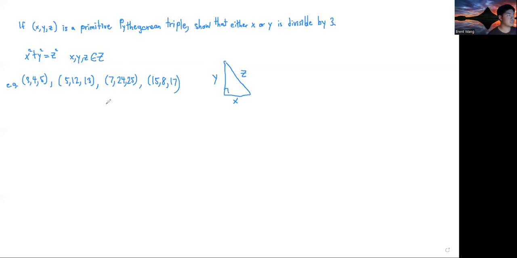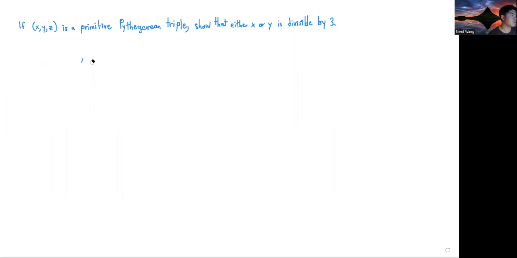So I'm just going to erase this part. I'll keep the question. So as you know, the way it's done is x is equal to m squared minus n squared, y is equal to 2mn, and z is equal to m squared plus n squared, where there are two conditions.